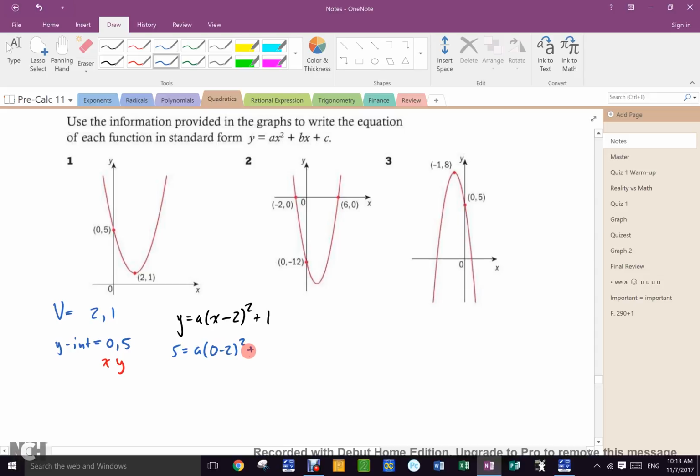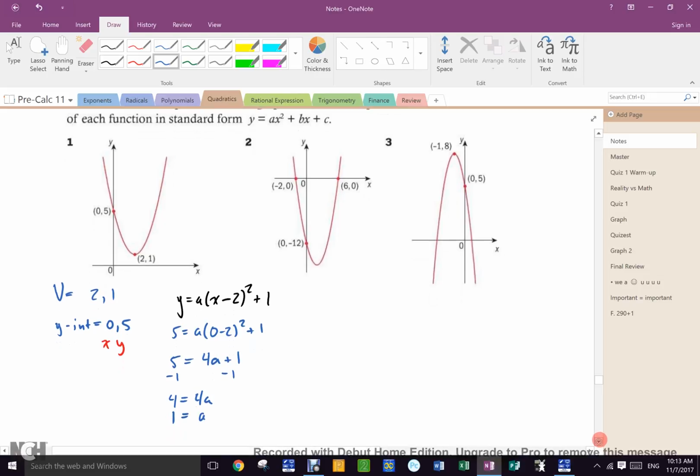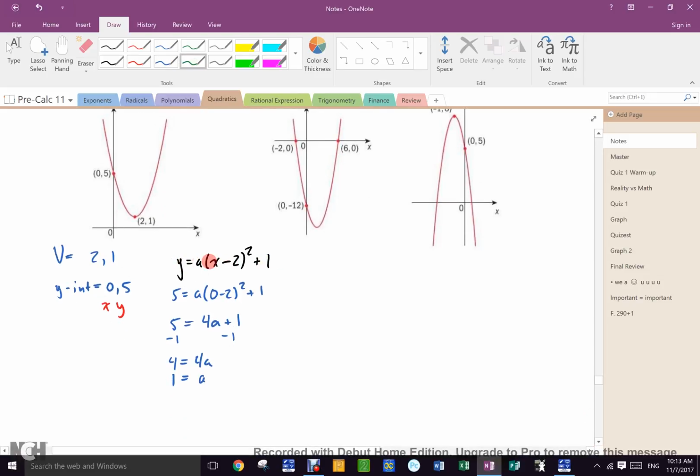0 minus 2 squared plus 1. What's 0 minus 2? What's negative 2 squared? 4. So 5 equals 4a plus 1, yes? Minus 1, minus 1. 4 equals 4a. a equals 1, correct? If a equals 1, are we going to write it? No. So our final answer is this, but a is now 1. y equals (x minus 2)^2 plus 1. Yes?